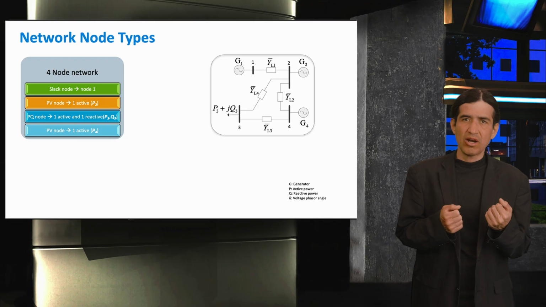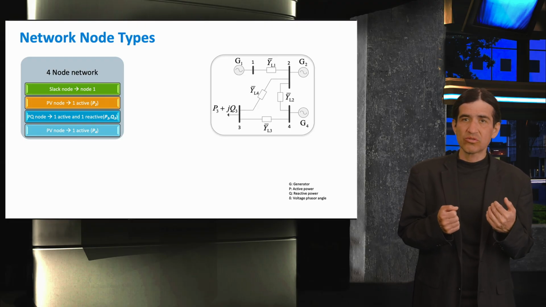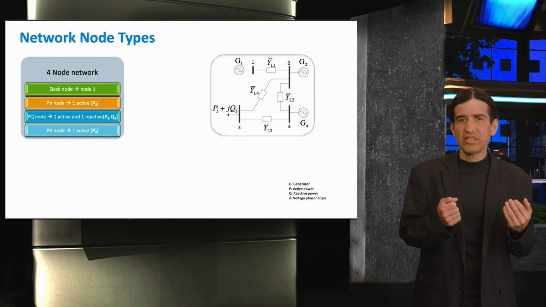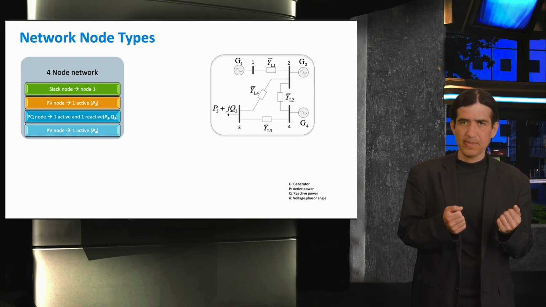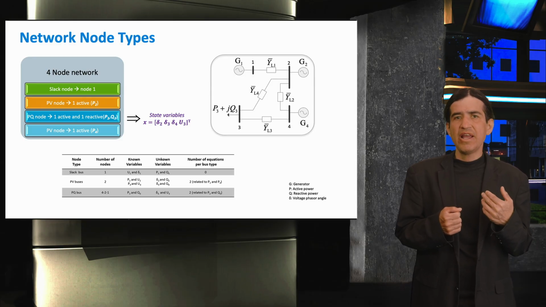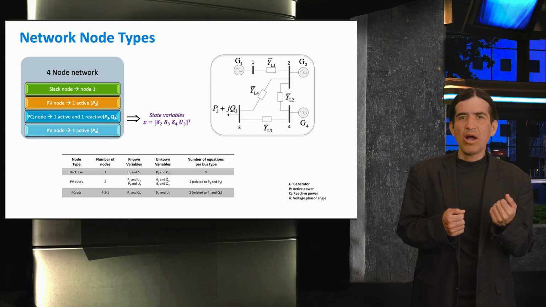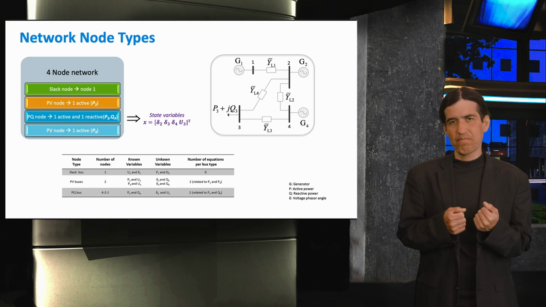G2 and G4 are considered as PV generators, so buses 2 and 4 are PV buses. The location of the load entails that bus 3 is considered as a PQ node. Hence, there are 3 active power injection equations and 1 reactive power injection equation to be iterated and solved, for instance by using the Newton-Raphson method.